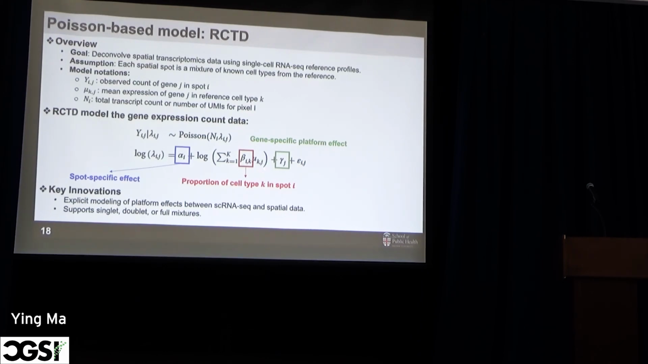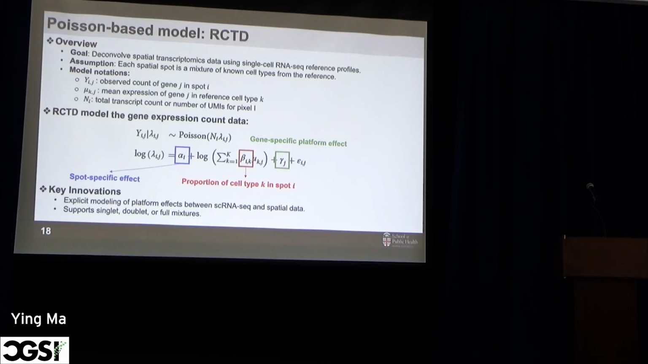And the mu_kij is representing the cell type specific expression that can be estimated from the single cell reference data. And the gamma_j is representing the gene-specific platform effect, because there might be, for example, different sequencing depths and also batch effects between the single-cell RNA sequencing gene expression and the spatial transcriptomics gene expression. So they also account for this gene-specific platform effect.